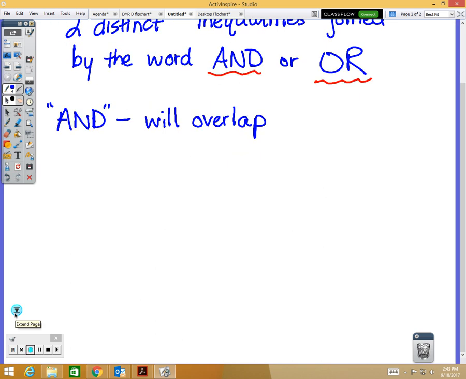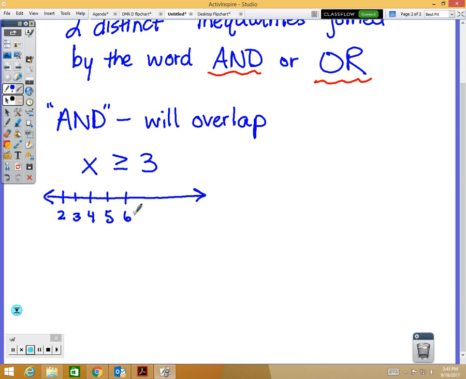For instance, if you have x is greater than or equal to 3, let's make a number line underneath that. And we talked last week about how to show this on a number line. Let's make our number line from 2 through 7. Actually, I have room for 8, so I'm going to put 8 on there. As long as your next number line has the same numbers, it's fine.